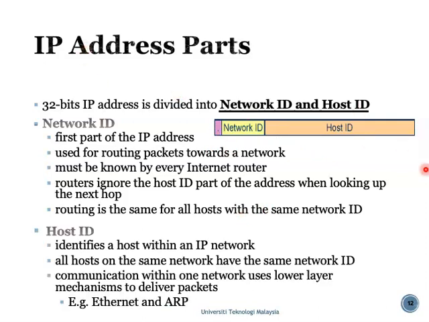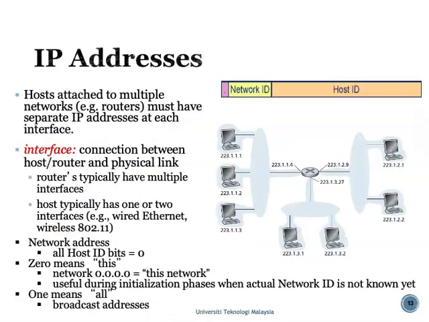The host ID identifies a host within an IP network, and all the hosts on the same network here will have the same network ID. Communication within one network uses lower layer mechanisms to deliver packets, for example Ethernet and also the ARP protocol, which we are going to learn later. Hosts attached to multiple networks, or routers, must have separate IP addresses at each interface. A host typically has only one single link into the network. So when IP in the host here wants to send a datagram, it does so over this link.